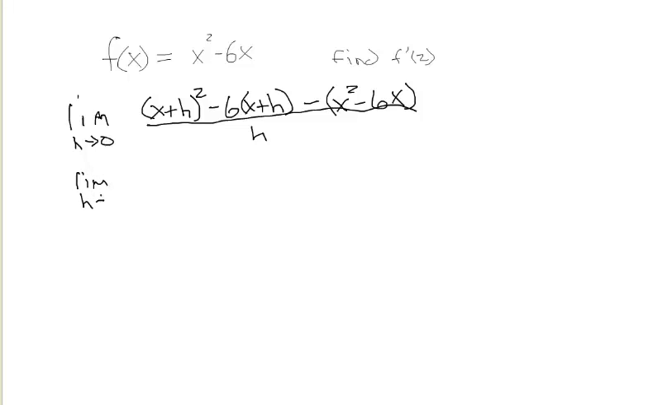As h goes to 0, x plus h squared gives us x squared plus 2xh plus h squared, minus 6x, minus 6h, minus x squared, I'm going to distribute the negative here, plus 6x, all divided by h.